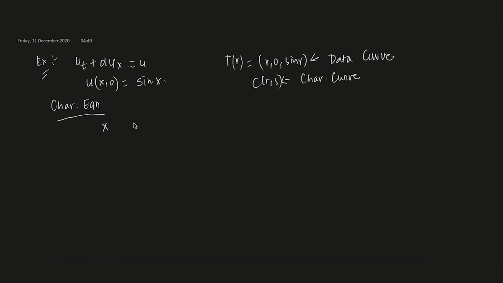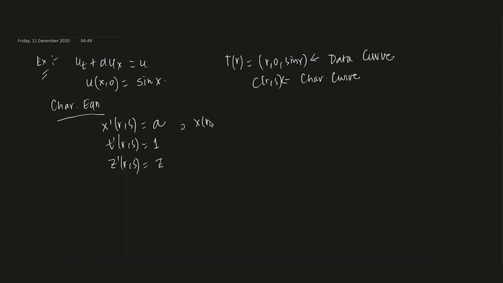So we are writing the characteristic equation. It is given by x prime R, s, which corresponds to x. This is a, right? And t prime R, s corresponds to ut, which is 1, and z prime R, s corresponds to whatever is on the right hand side. Here it is u. So u is z, because u is the height. So z represents the height.